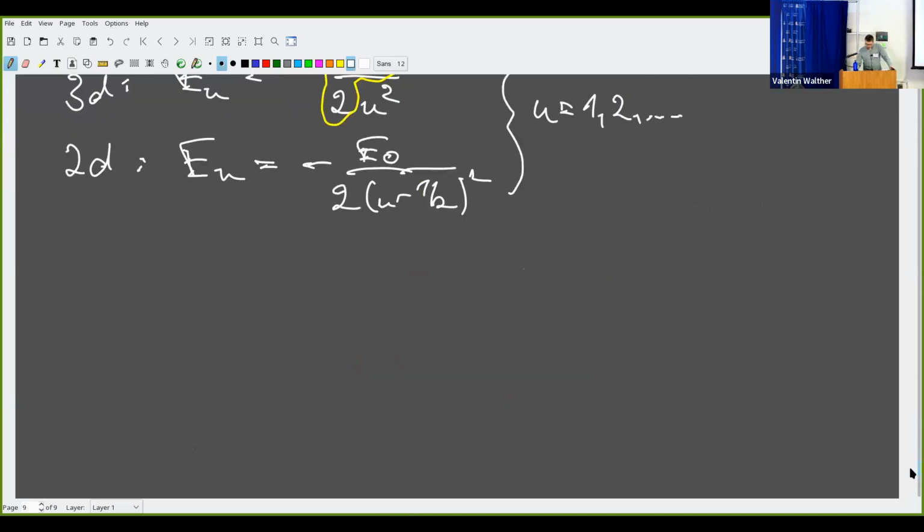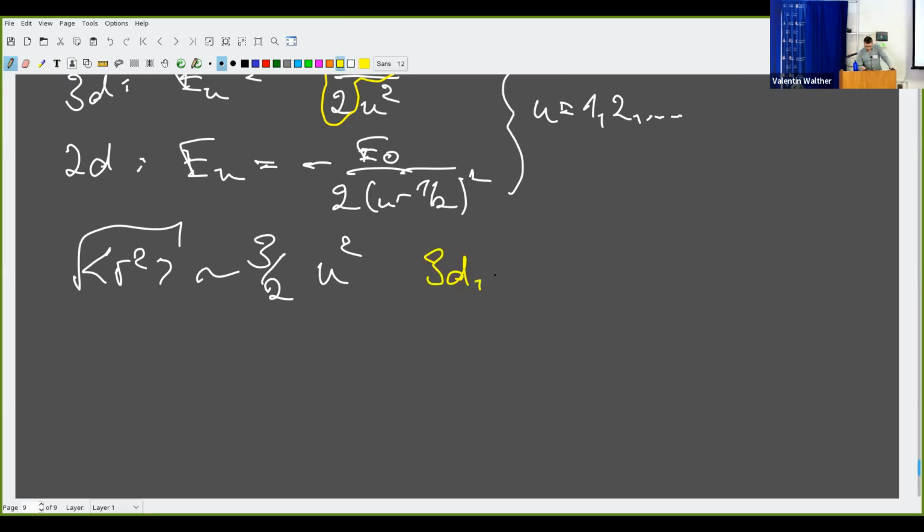Okay, and at the same time, what I said is also important, the expectation value of the radial coordinate, that goes as 3/2 n squared in 3D and also in 2D. So you see the Rydberg physics of the gradually growing size of the Rydberg radius. This is true in 3D and in 2D.